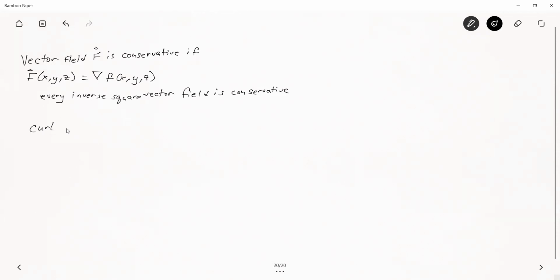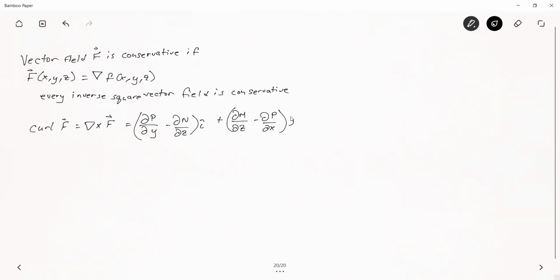And then we have this concept of the curl of our function, which is our gradient cross our vector field F, which is given by the partial of P with respect to y minus the partial of N with respect to z, and that's our i hat, plus the partial of M with respect to z minus the partial of P with respect to x.